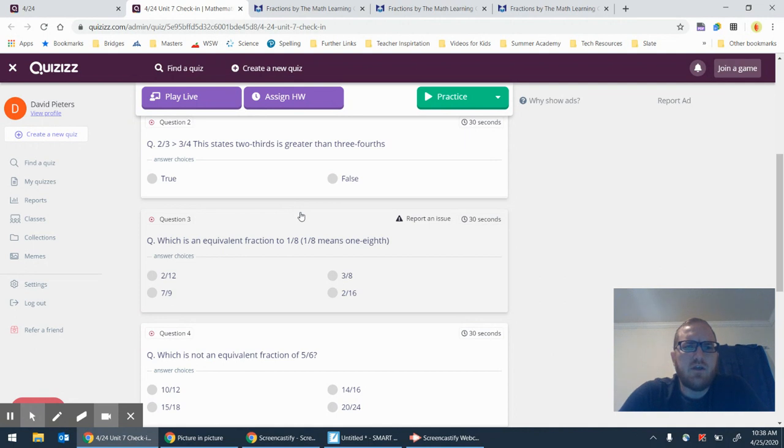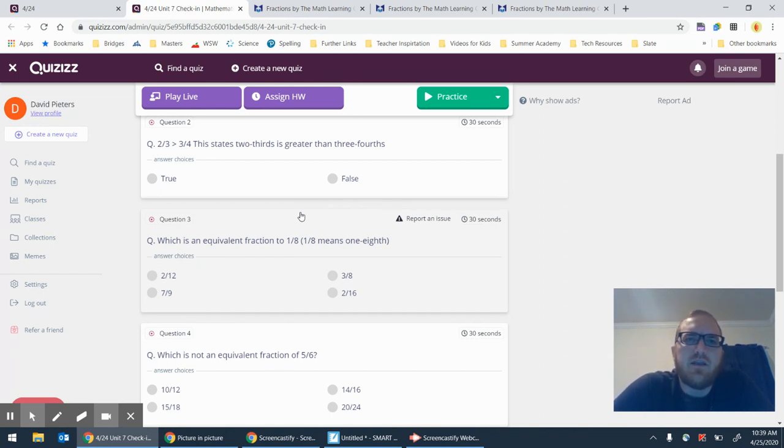Now, right here, which is an equivalent fraction to 1/8? Okay. So when we're looking at these, right away we have 2/12, 3/8, 2/16, and 7/9. So when you have a multiple choice quiz like this, one of the first things you want to do is make sure you eliminate answers you know are going to be incorrect. And the first one that sticks out to me is 7/9.